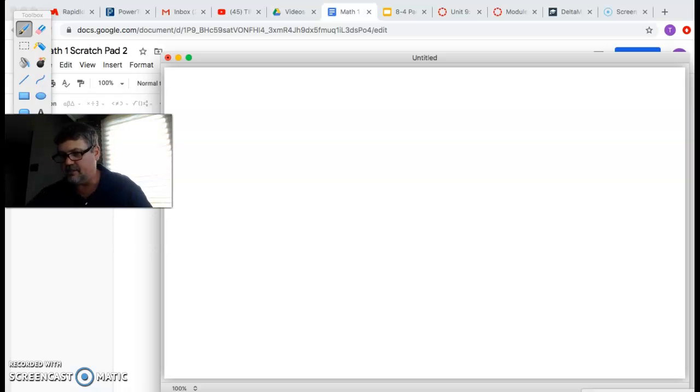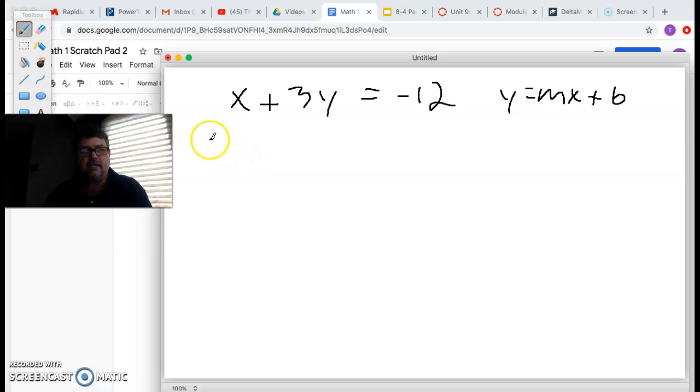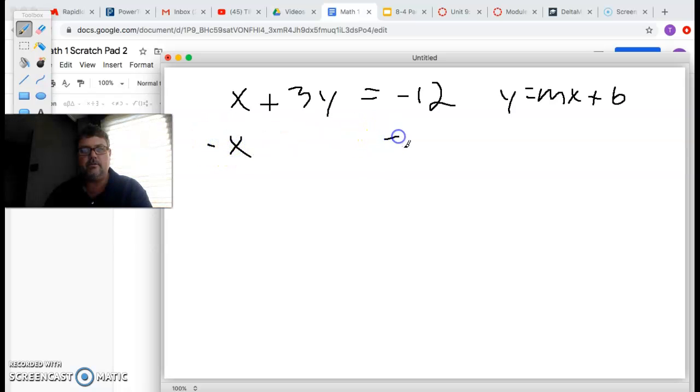So I need to take that equation that's in standard form and just move some things around and write it in slope-intercept form. So we're given x plus 3y is negative 12. We need this form right here, because if I know what the slope is, I know my line has to have the same slope. All right, so I'm going to begin by subtracting x to the other side. Right? And we get that 3y is equal to negative x minus 12.